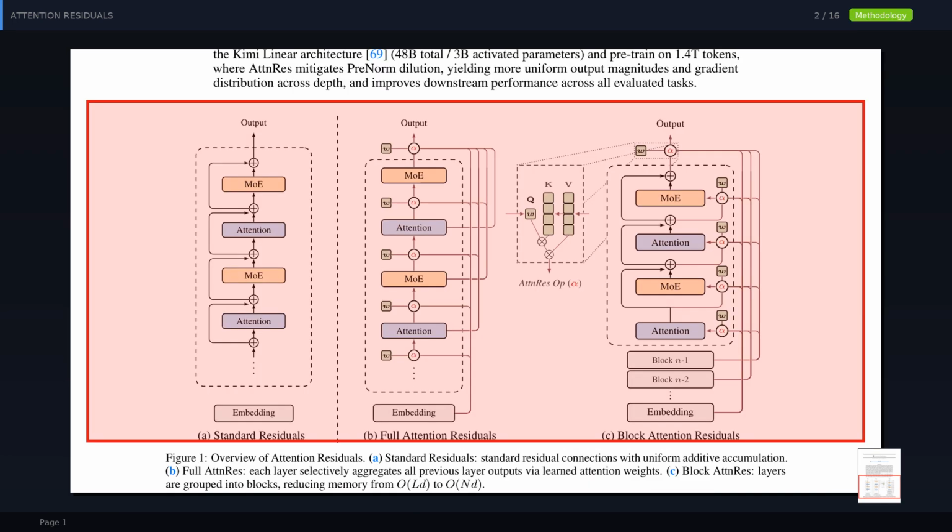Here is the key overview figure. It shows the three variants side by side: standard residual connections, full attention residuals, and block attention residuals. This diagram captures the core architectural idea of the paper.